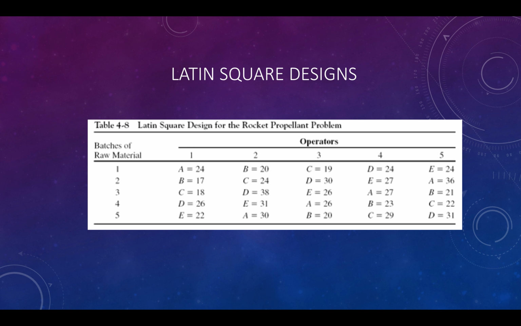Now, the Latin square design is basically used such that every treatment level is tested once at each combination of nuisance factors. And this is also similar to the randomized complete block designs that are used in agriculture.